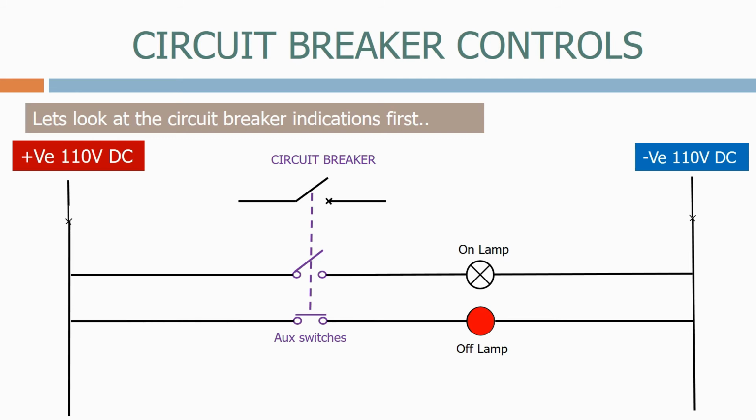Let's now change the circuit breaker position and see what happens. As soon as the circuit breaker changes its state, the auxiliary switches toggle over, and now the on lamp lights up.